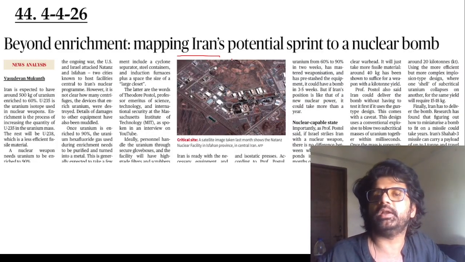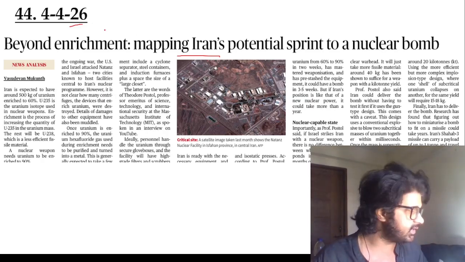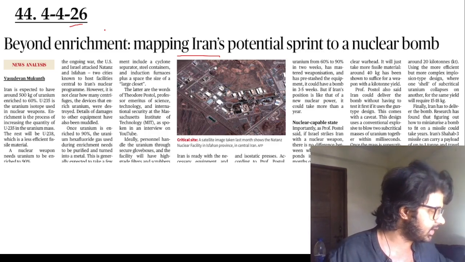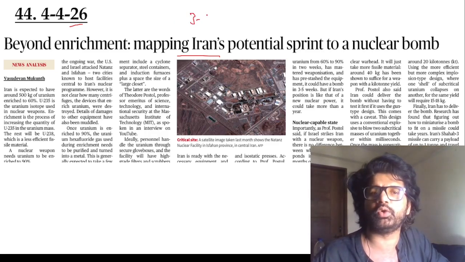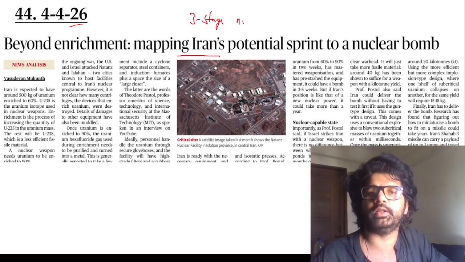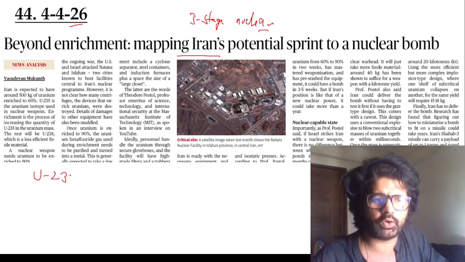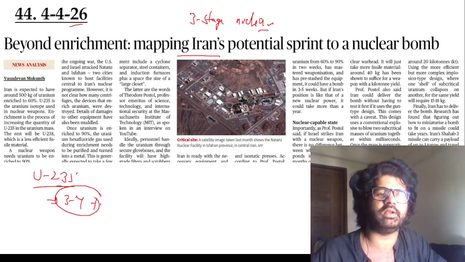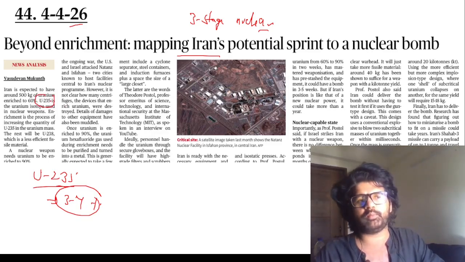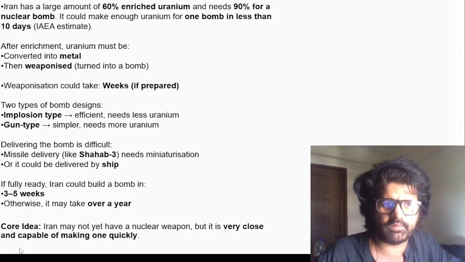Beyond enrichment: mapping Iran's potential sprint to a nuclear bomb. You may feel like, sir, this is IR. Why are we keeping it in science and tech? Because here you have to understand certain things related to science and tech, and then we will connect it to India's 3-stage nuclear program. All these things are linked together. If you are using nuclear energy for civilian purposes, you want to enrich, you want to have uranium-235 around 3-4%. This is the fissile material. Generally, natural uranium contains uranium-235 and uranium-238, but uranium-235 is very, very low.